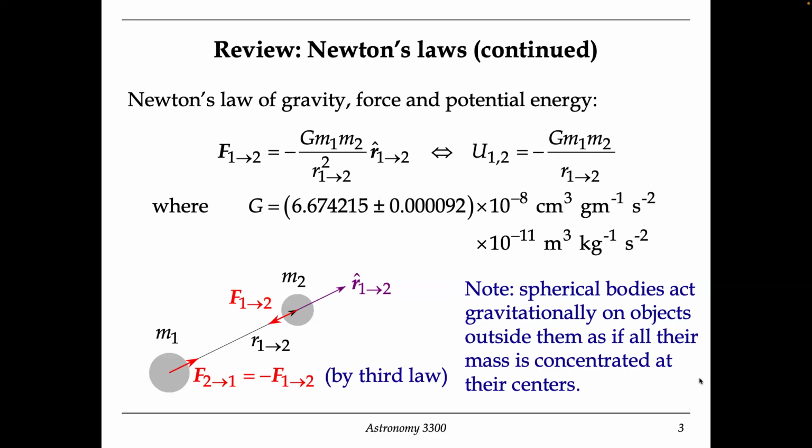This one's a little trickier. The distance between them is R1 to R2. So you're just going to start at 0 and go from R1 to R2. That's the gravitational potential between them. Right? So you have to choose your bounds.